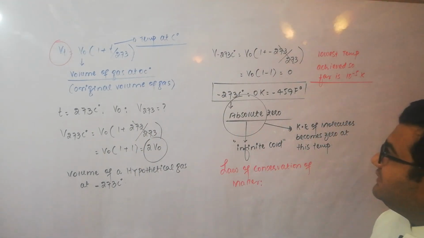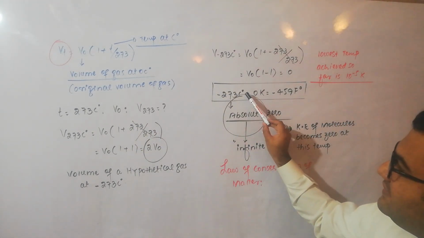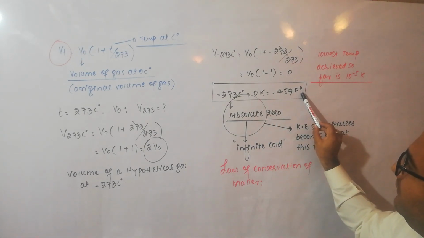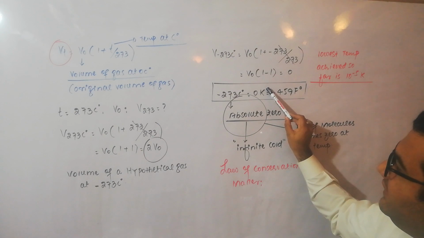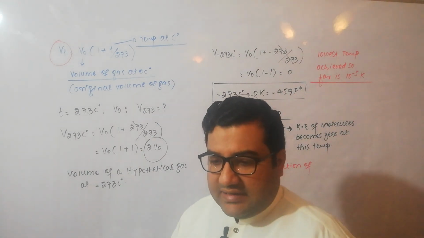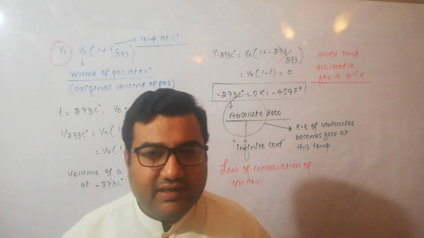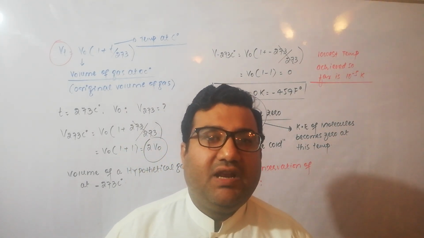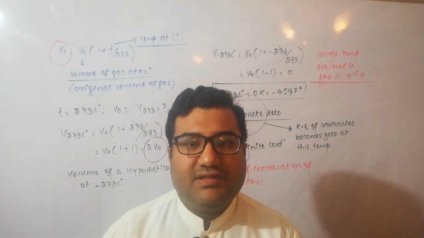Now you can see that we put the degree sign on Celsius, we put the degree sign on Fahrenheit, but no degree sign is used for the Kelvin scale. The reason is that this scale is the only scale that has no negative value. Its lowest value is 0.